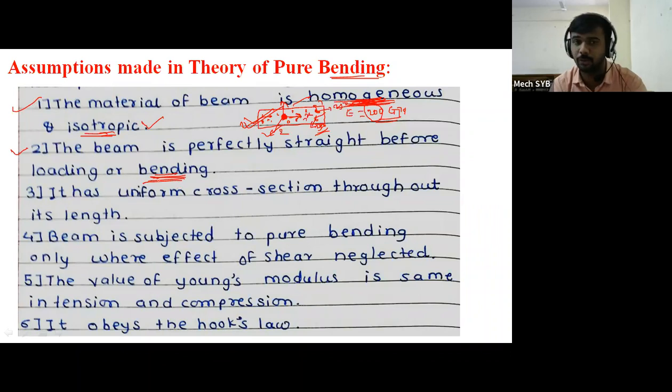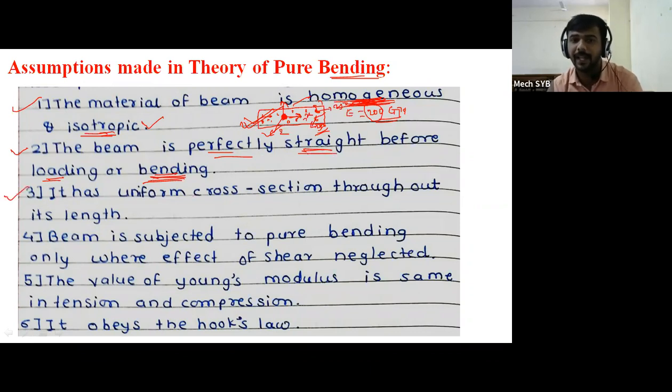So what is that requirement? The beam is perfectly straight before loading or bending. म्हणजे तुमचा बीम काय असला पाहिजे, परफेक्टली स्ट्रेट. कधी? लोड अप्लाय करायच्या अगोदर. लोड अप्लाय केल्यानंतर ऑब्वियसली द बेंडिंग विल बी टेकिंग प्लेस, but before application of load that beam should be perfectly straight. So this is the second assumption.